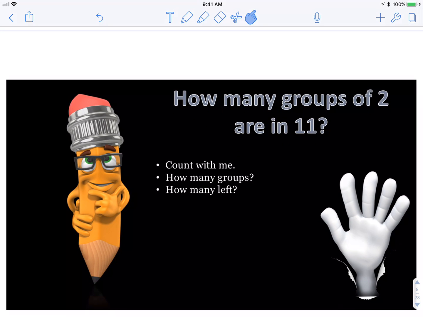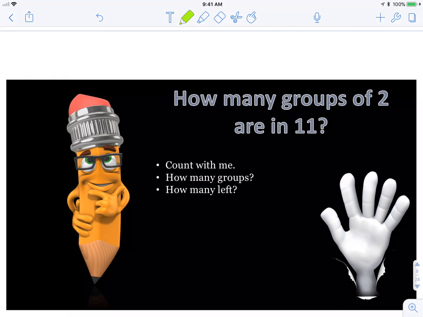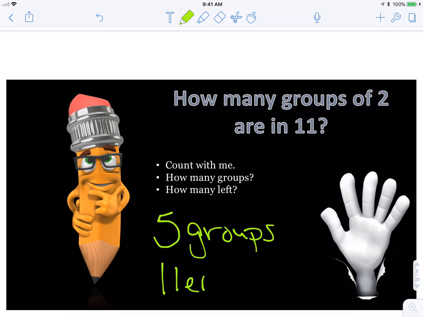How many groups of 2 are in 11? Count with me. 2, 4, 6, 8, 10, 12. Oh, we can't do 12, so we know it's not 6, because if we do 6, we go over 1 too many. So, how many groups of 2 are in 11? Well, there's 5, because I held up 5 fingers. There's 5 groups of 2 in 11, and then I end up with 1 left over.